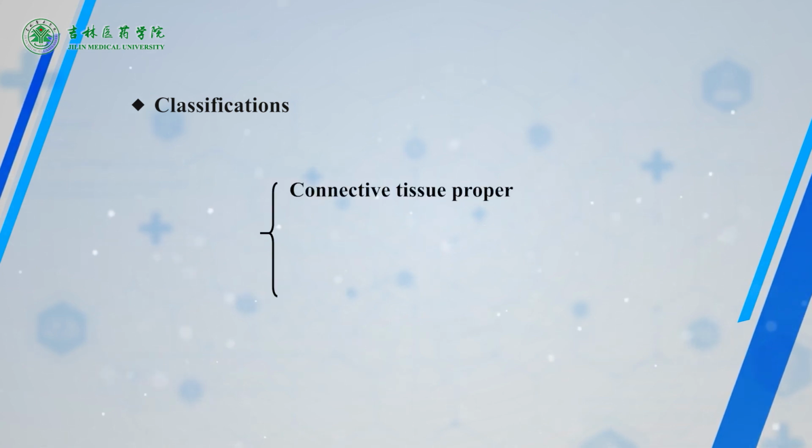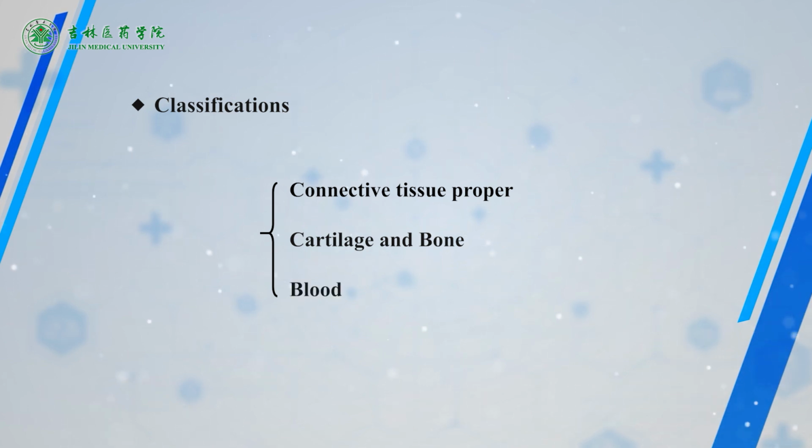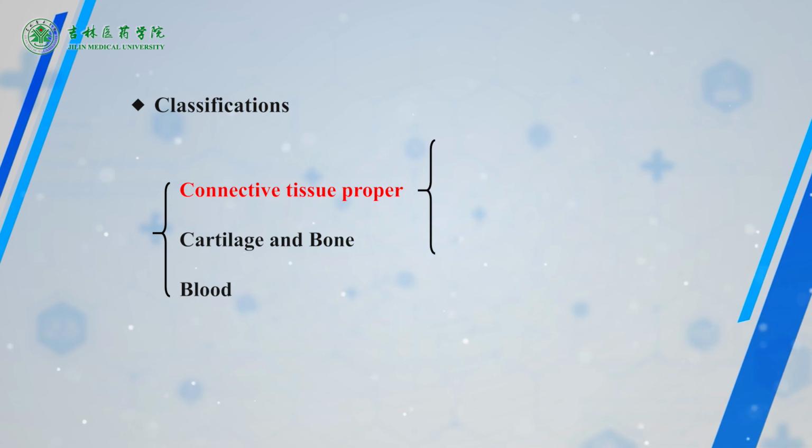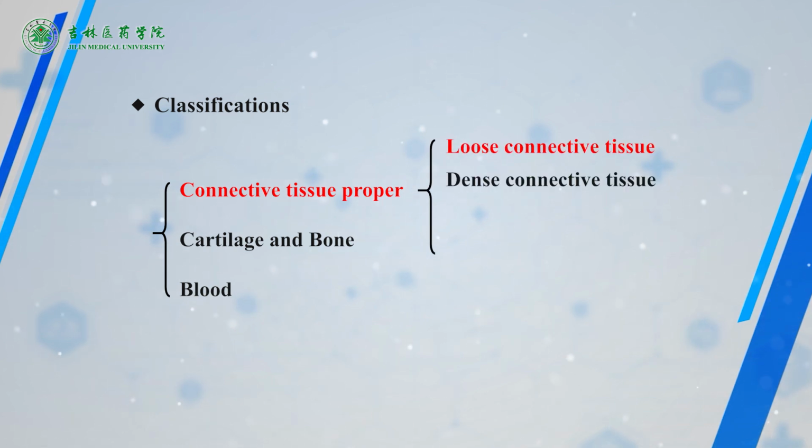In a broad sense, connective tissue is classified into connective tissue proper, cartilage and bone, and blood. In a narrow sense, connective tissue refers to connective tissue proper, which is further classified into loose connective tissue, dense connective tissue, adipose tissue, and reticular tissue.